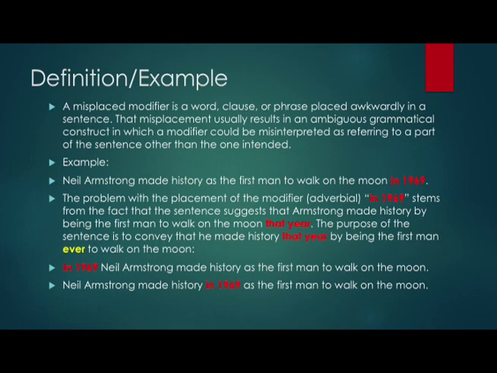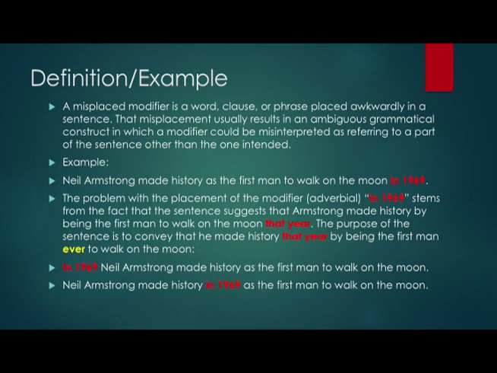So for example, Neil Armstrong made history as the first man to walk on the moon in 1969. The modifier here is the adverbial in 1969. The problem with the placement of this modifier at the end of the sentence stems from the fact that the sentence suggests that Armstrong made history by being the first man to walk on the moon that year.